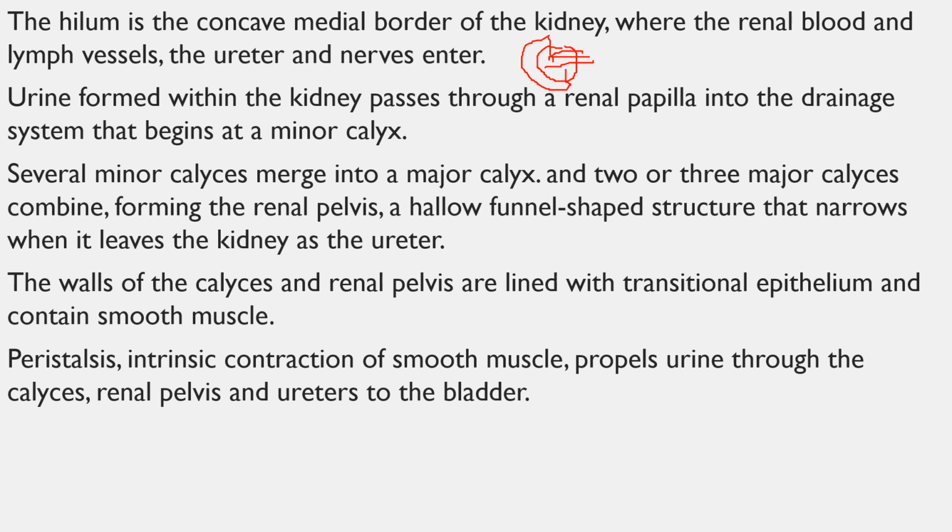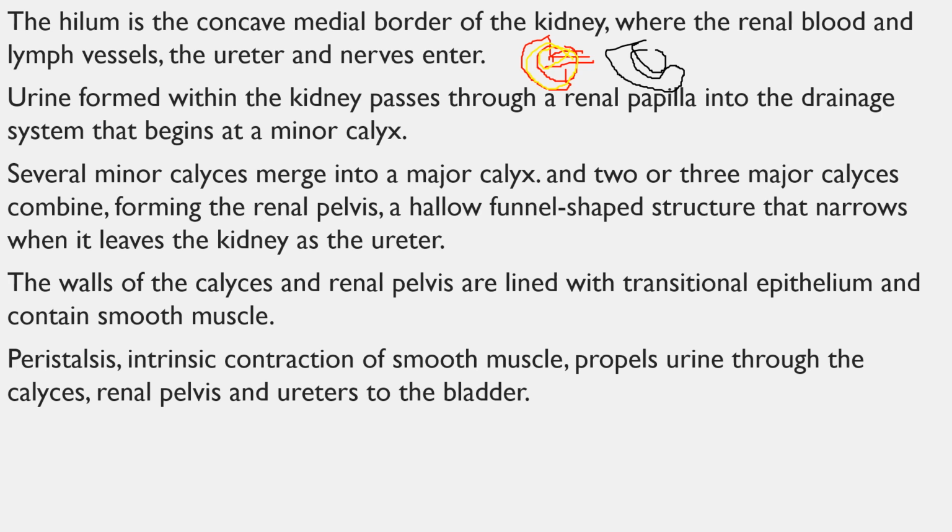This area is called the hilum, this one. It is concave, as you see from the way it is made, a bean shape. This concave part is the one that is called the hilum, the concave medial border of the kidney.